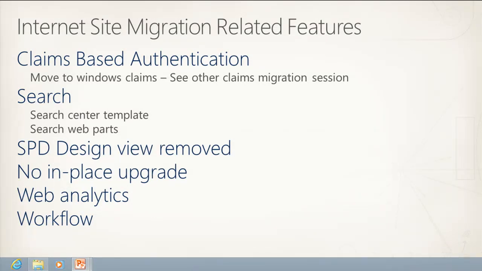If you built FAST Search Center sites based on the FAST Search Center template in SharePoint 2010, there is still that template available in SharePoint 2013, but it's really not working. You bring it over, and the web parts don't work because they're pointed to different assemblies. So from a search experience standpoint, what you want to do is think about rebuilding your search experience. That's one of the things that you're going to have to do.